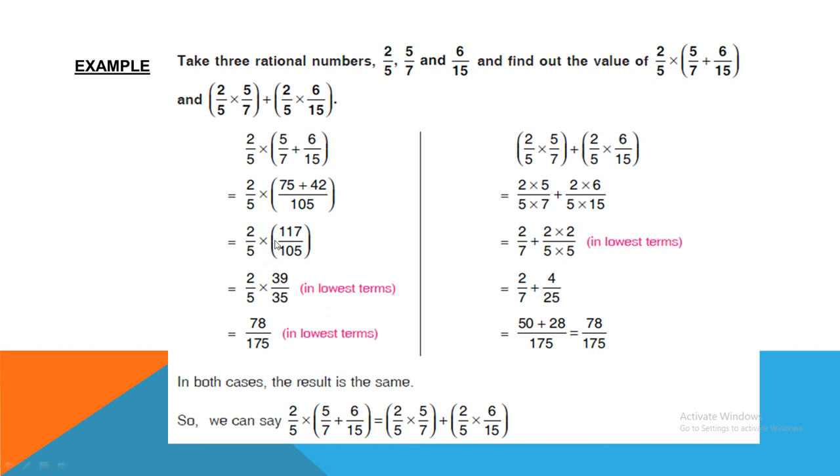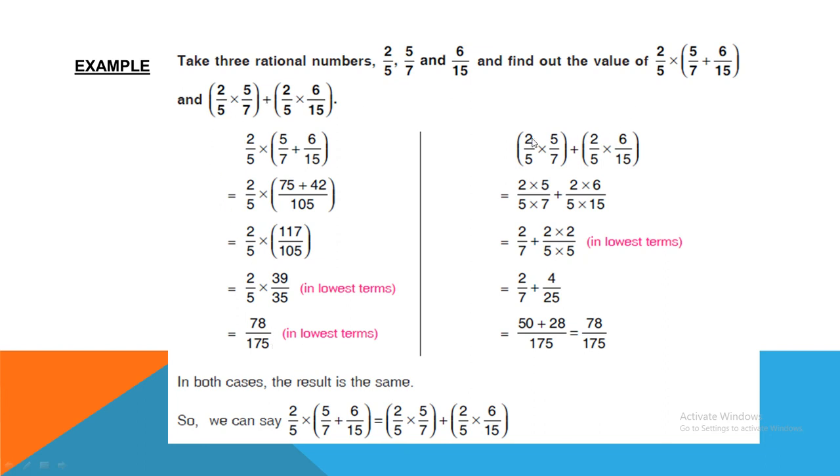Now rule of multiplication. Then we'll check, can we get it to the lowest term? Yes. 117 and 105. Again we will cancel it to get the lowest term, 39 upon 35. So multiply 2 into 39, you get 78, and denominator 175. Now this one is your right hand side.